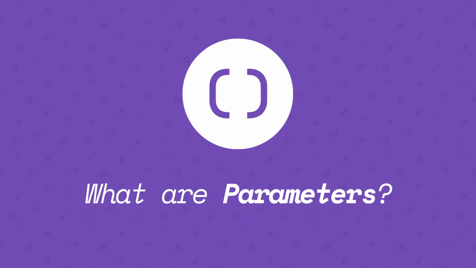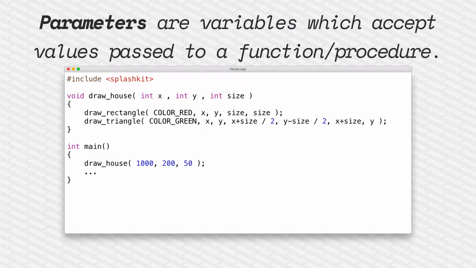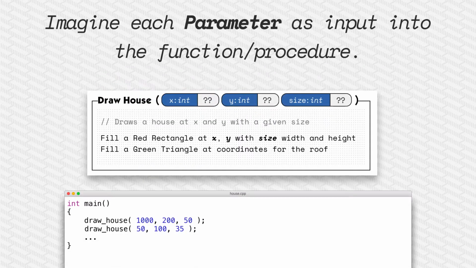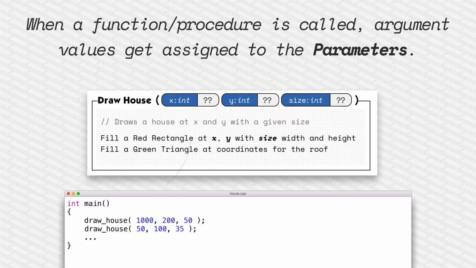What are parameters? Parameters are just variables that accept an input when a function or procedure is called. So this procedure over here called drawHouse accepts 3 parameters? Exactly right. They're all integers and they're named x, y, and size. So I can imagine parameters as being some sort of input to the drawHouse procedure? That's a great way of thinking about it.